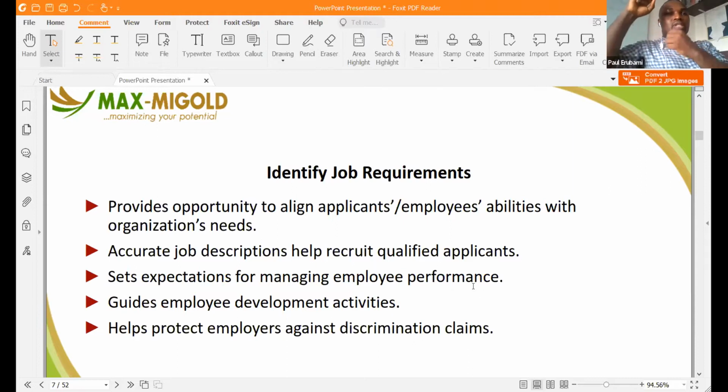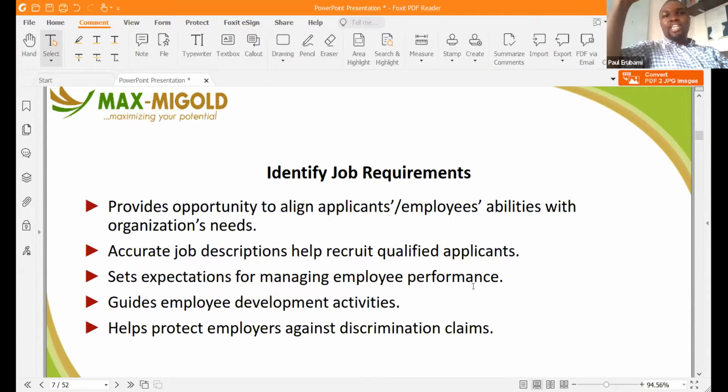Also, an accurate job description helps recruit qualified candidates. Like I said initially, it is very important for you to come up with a job description, because the job description will let you source for the right candidate. Like I said in my example, anytime I am approached by a prospective employer or an HR, one of the questions I usually ask them is, let me see your job description, because your job description will let me understand if I fit into what you are looking for or not. So it's always very important for you to have an accurate job description to help recruit qualified candidates or applicants.